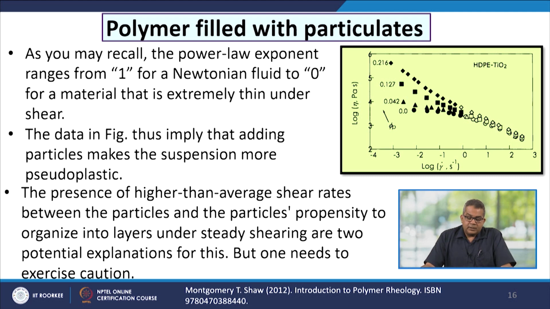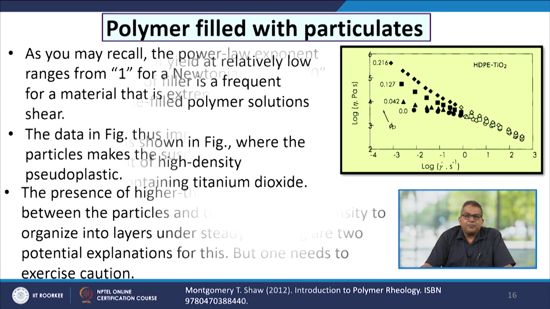If one can recall, the power law exponent ranges from 1 for a Newtonian fluid to 0 for a material that is extremely thin under shear. The data in this particular figure thus imply that adding particles makes the suspension more pseudoplastic. The presence of higher than average shear rate between the particles and the particle propensity to organize into layers under steady shearing are two potential explanations for this aspect. But one needs to exercise caution.